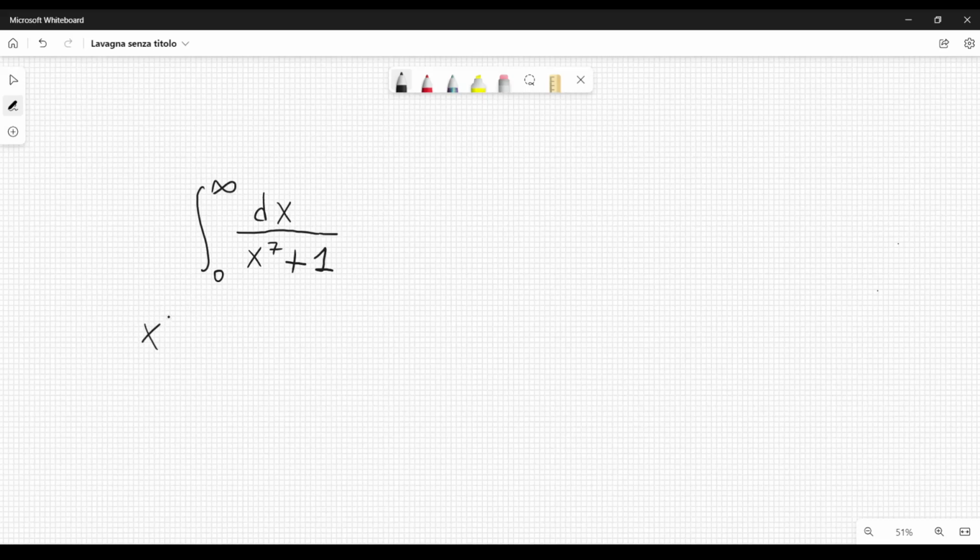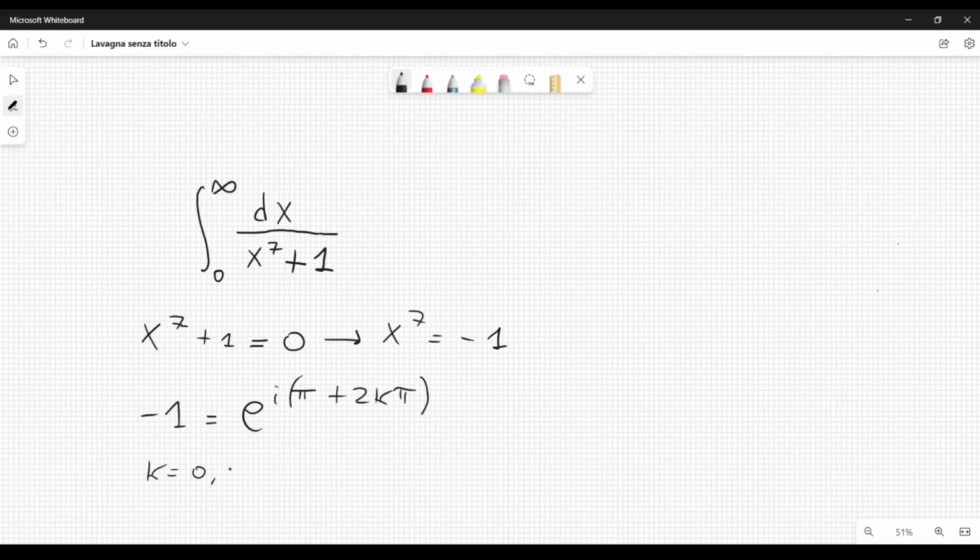The denominator is x to the power 7 plus 1, so it is a polynomial of degree 7, and we have to find the roots of this denominator. In particular, if we want to find the roots, we have to set this denominator equal to 0. Therefore, x to the 7 equals minus 1, and so we have to find the 7 roots here. In particular, minus 1 can be written as e to the I pi, and we also have to add, to be more general, plus 2k pi, where k is an integer that goes from 0 to 6: 0, 1, 2, 3, 4, 5, 6, if we want to find the 7 roots.